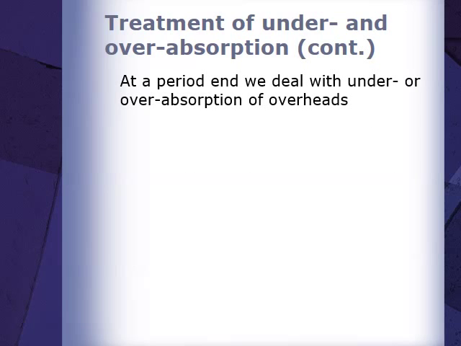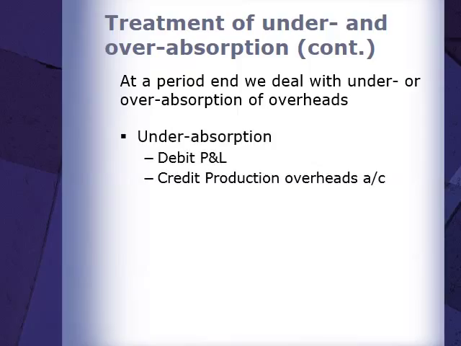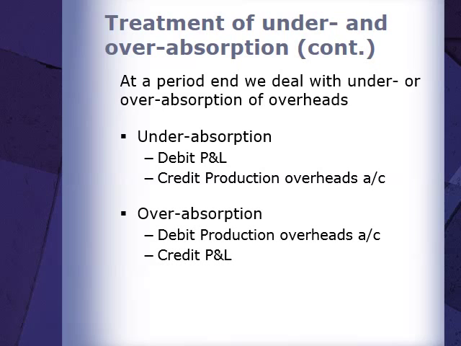Then, at a period end, we calculate our under or over absorption of overheads, and we have to deal with that as well. Where we have an under absorption, we'll debit our profit and loss account with the amount that we've under absorbed, and we'll credit the production overheads account. With an over-absorption, that debit and credit are reversed, so we would debit our production overheads account and credit the profit and loss account.